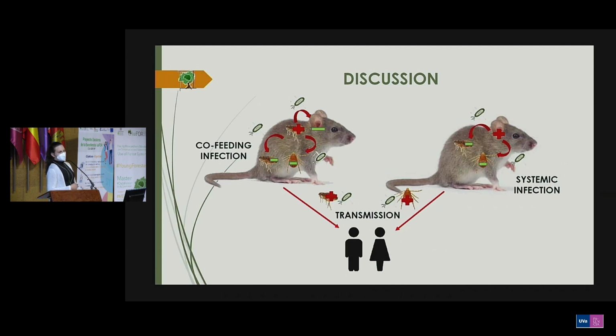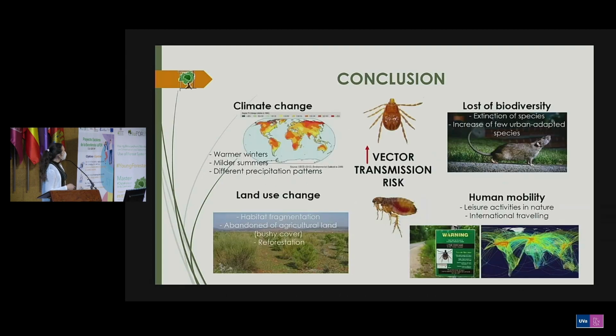Why are vectors so important and very concerning? Because the transmission risk of vector-borne diseases is increasing. These are the perspectives for the future. And why? Because of these four causes. In the first case, climate change. Some places are going to get warmer winters, milder summers, and changes in the precipitation patterns. That means that the distribution of some vectors is going to change. Maybe some places, especially in the northern hemisphere and the southern part of the other hemisphere, are going to become hotspots for the emergence of zoonotic diseases.